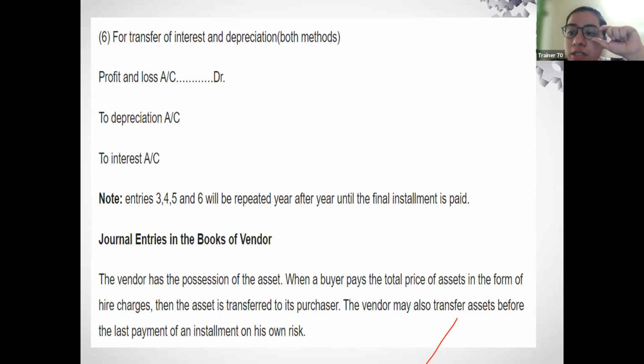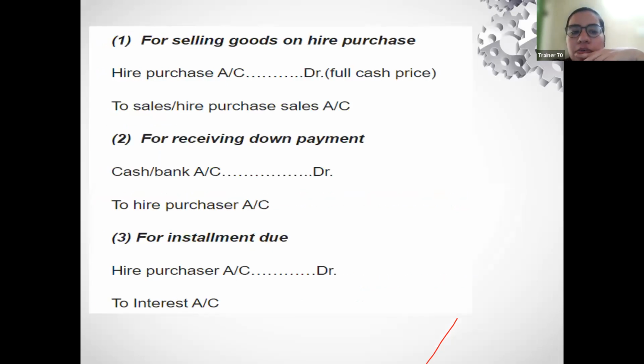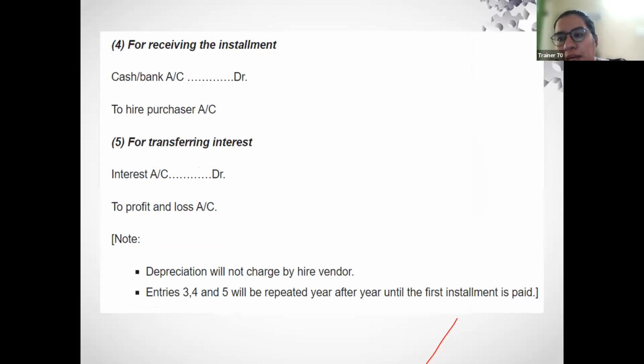Now we will talk about what journal entries will be passed in the books of the vendor. Vendor here represents the seller who is selling the goods. So what will be the journal entries in his books? First, for selling the goods on hire purchase, he will pass hire purchase account debit to sales or hire purchase sales account. Next, for receiving the down payment, cash or bank account to hire purchase account. Now here hire purchase represents the asset. Next, for installment due, hire purchase account debit to interest account. For receiving the installment, cash or bank account to hire purchase.